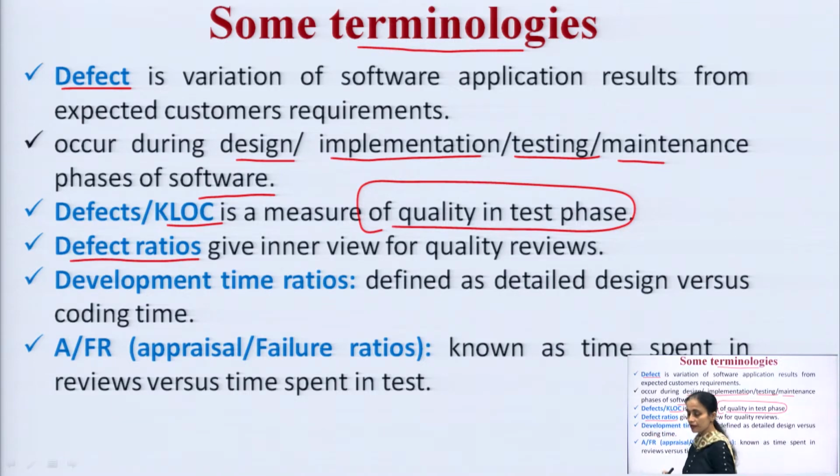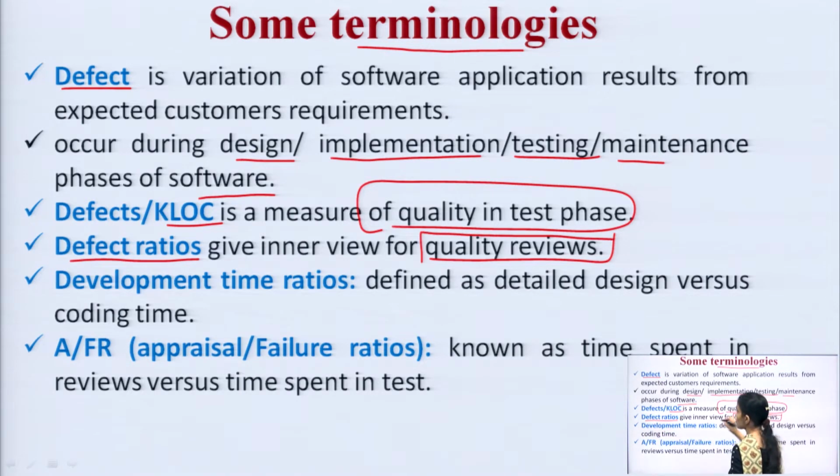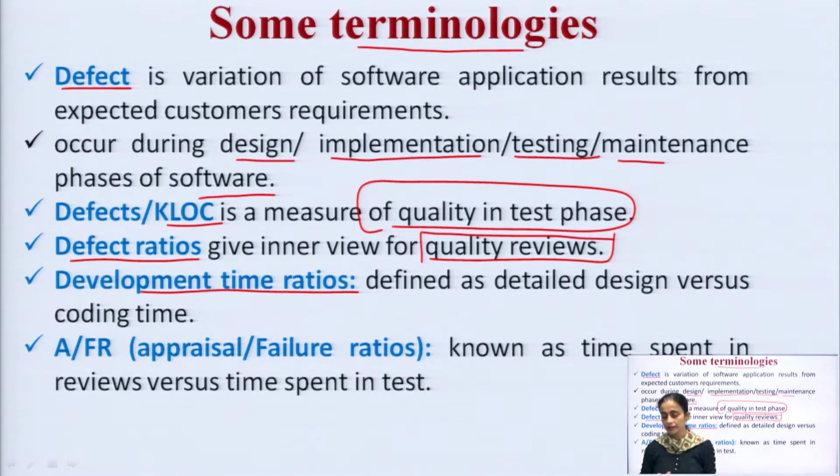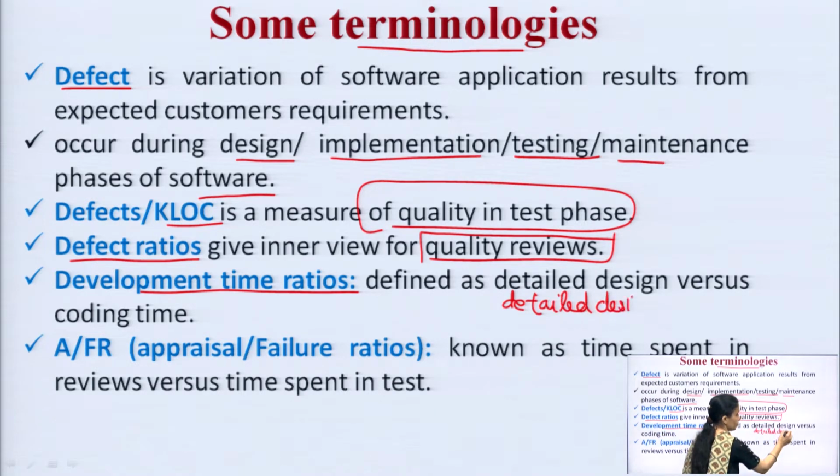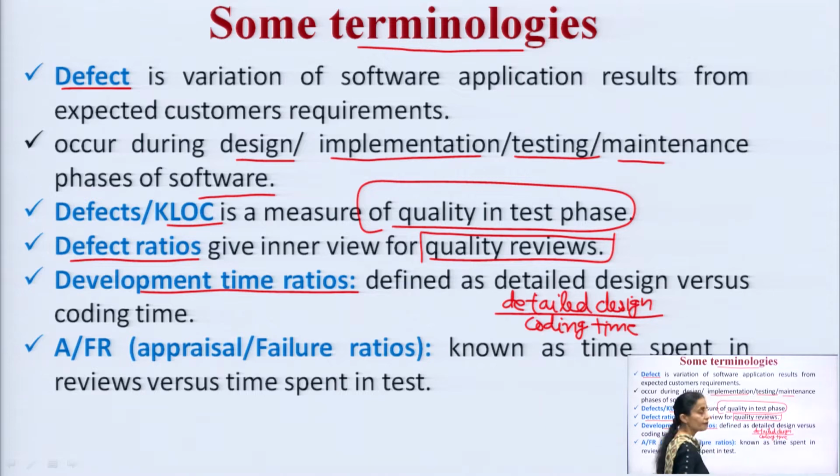Then the next parameter is defect ratios. The defect ratio gives us an inner view for measuring the quality of the software, that means the quality reviews are checked using this defect ratio. Then the next parameter is the development time ratio. As the name suggests, it is about development time. It is defined as the detailed design time versus the coding time, and that is known as the development time ratio.